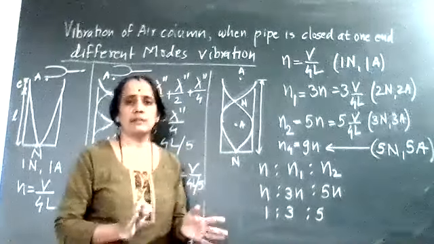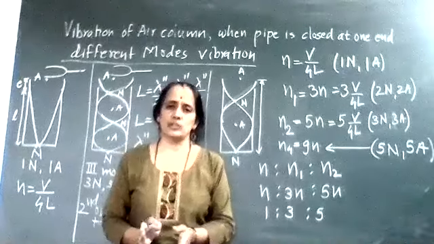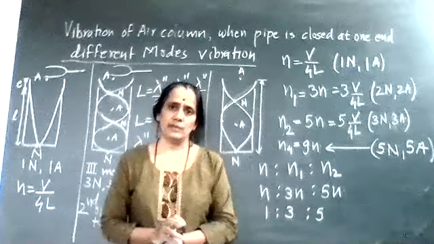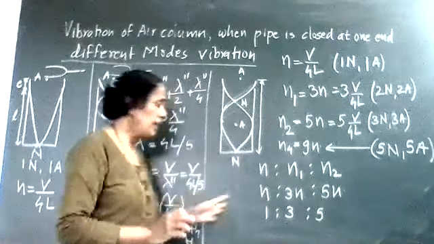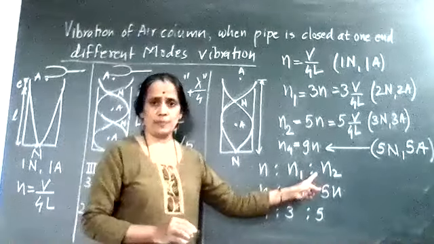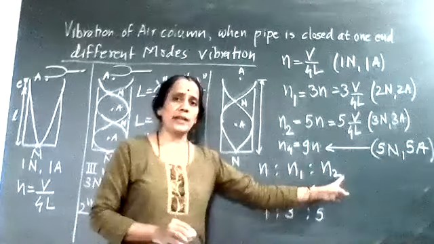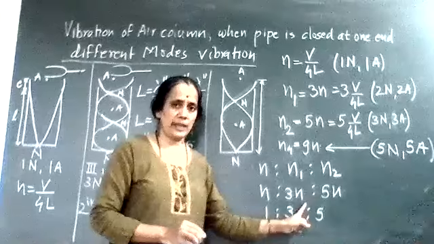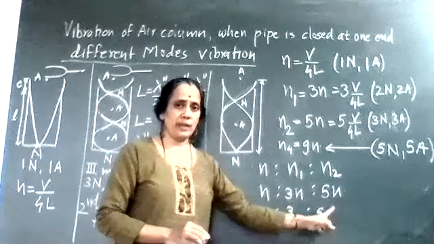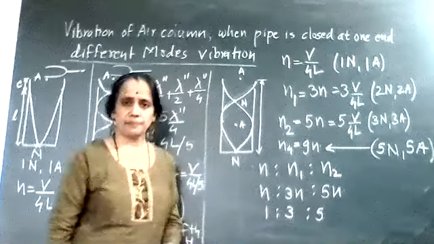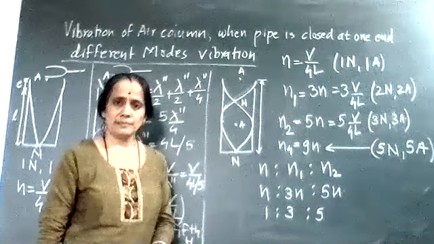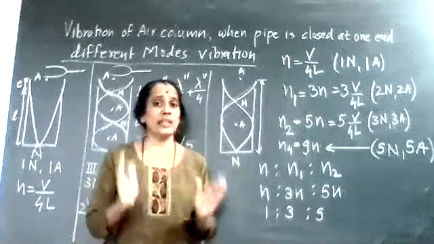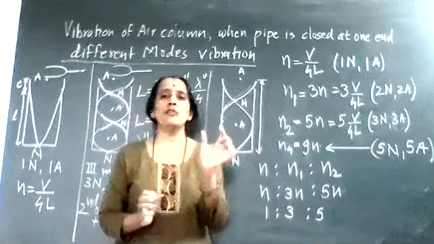In that manner, there may be some MCQ questions or very short MCQ questions. Clear? Or sometimes there might be a ratio: ratio of first to second overtone. First overtone is 3N, second overtone is 5N, so the ratio is 3 is to 5. In that manner there is a question. Only one thing you have to remember: the number of the overtone.